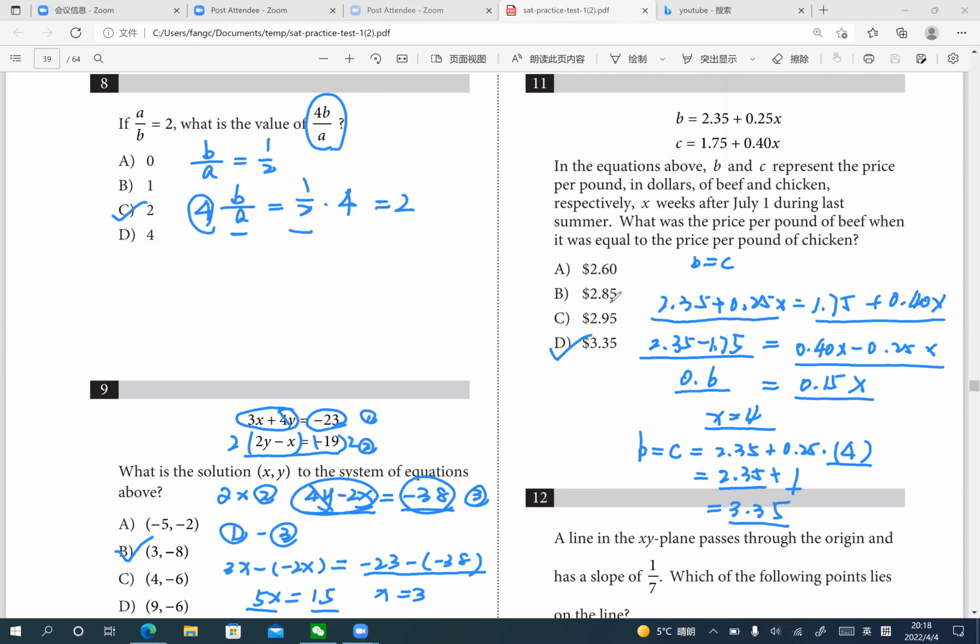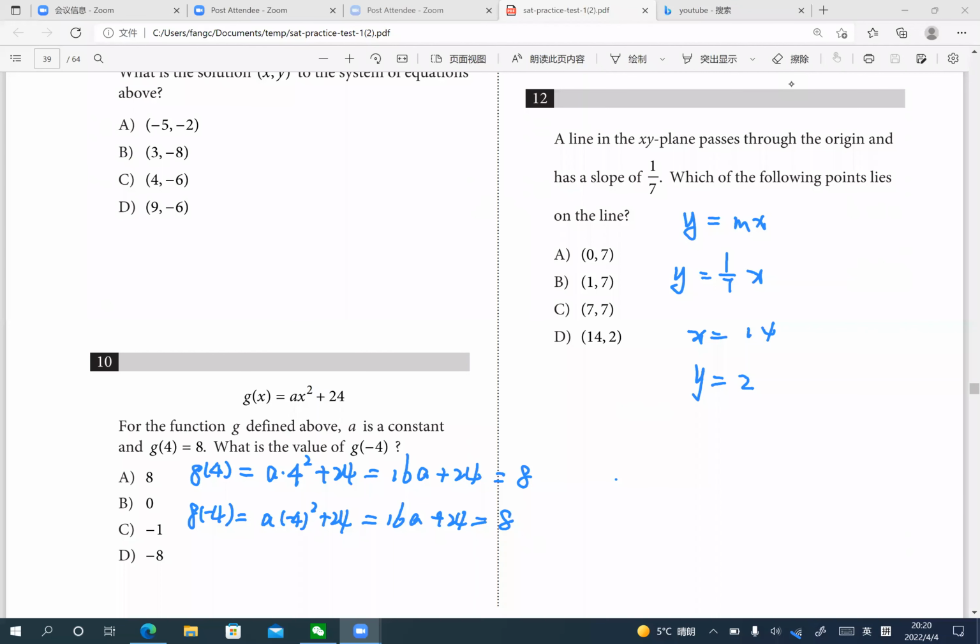Question 10. g of x equals ax squared plus 24. For the function g defined above, a is a constant and g of 4 equals 8. What is the value of g of negative 4?